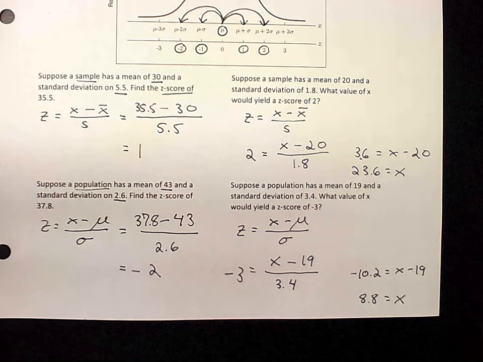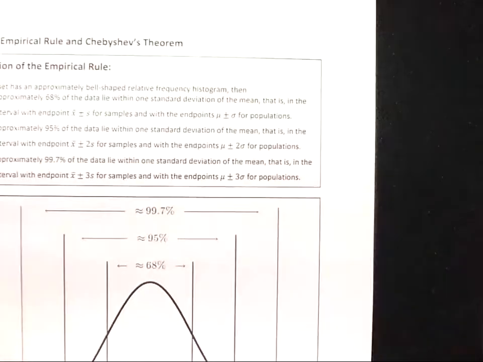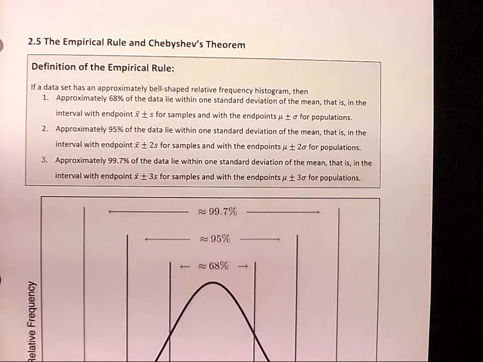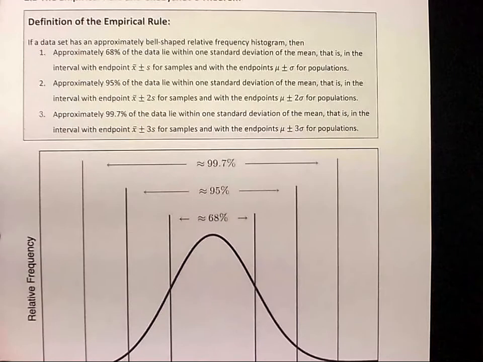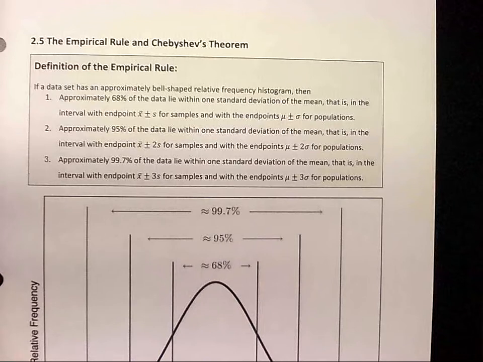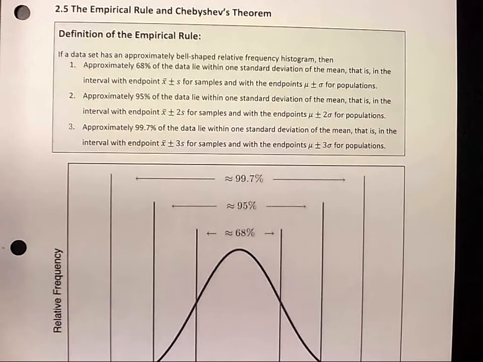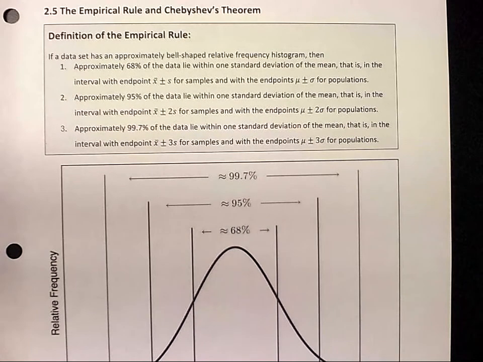How do you guys feel about the formulas of z-scores? Everybody's good with the overall application for z-scores? Right, let's move on to the empirical rule and Chebyshev's theorem. The first thing that we're going to start off with is the empirical rule.